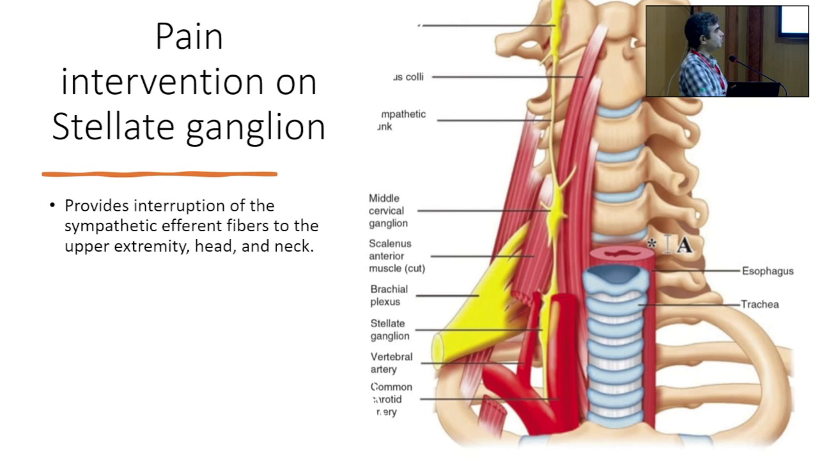The few important anatomies: there is a longus colli muscle, then this is the C6 transverse process, the anterior tubercle, C7 and T1. This is the common carotid artery, then subclavian, this is vertebral, and this is the superior cervical ganglion, middle and inferior cervical ganglion. So the stellate ganglion lies here.